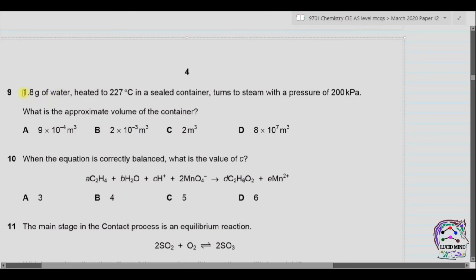Question number 9. 1.8 grams of water heated to 227 degrees centigrade in a sealed container turns to steam with a pressure of 200 kilopascals. What is the approximate volume of the container?